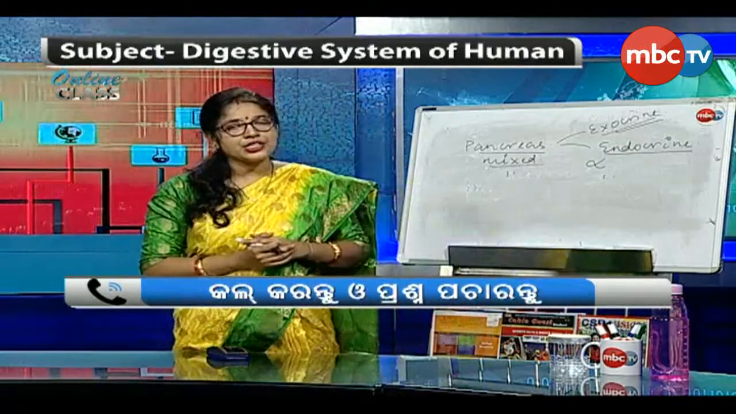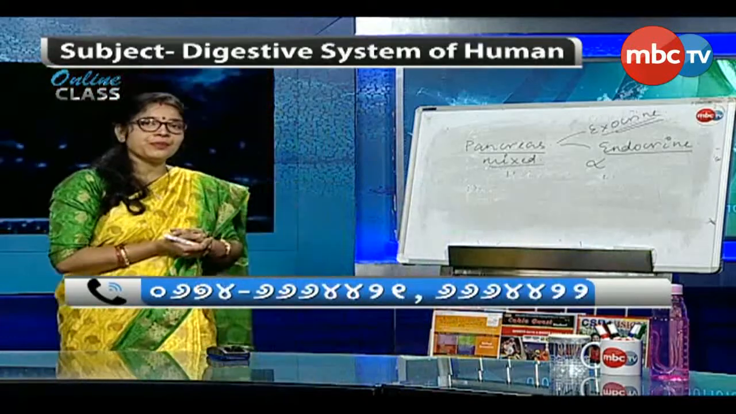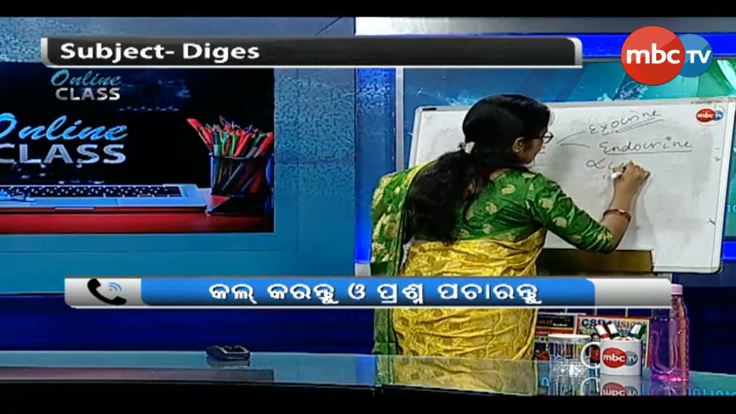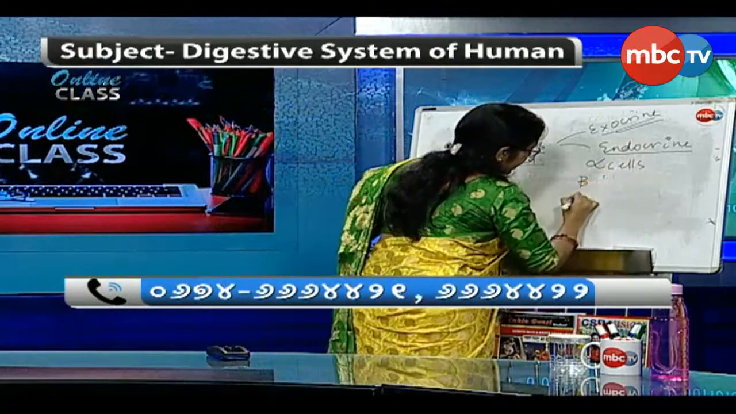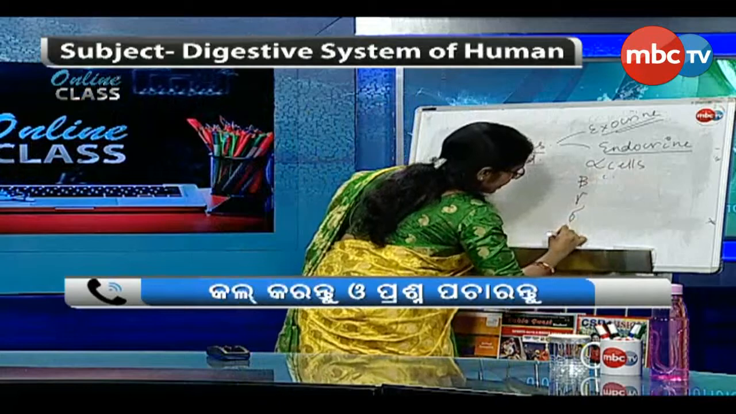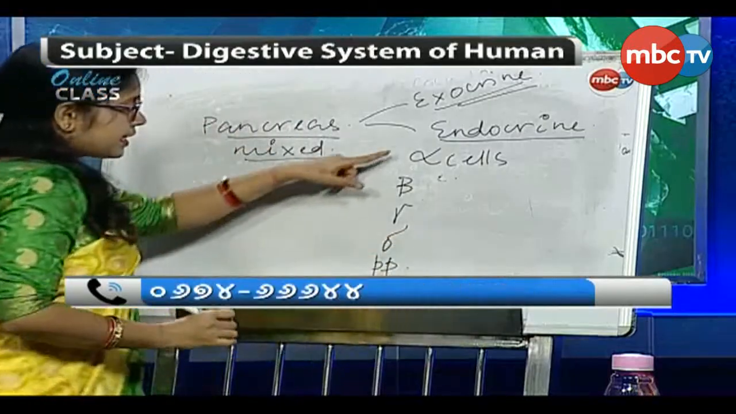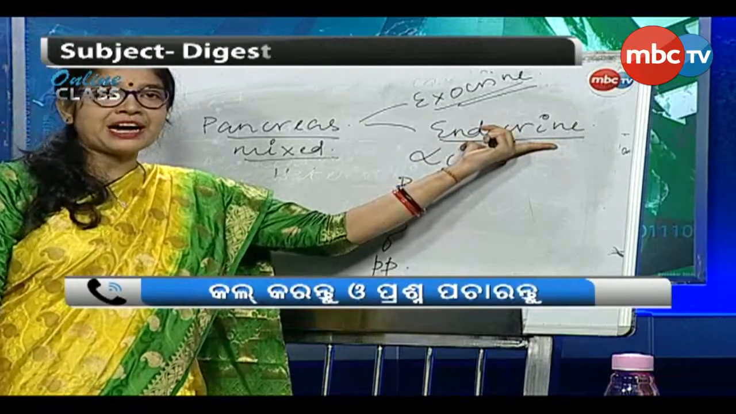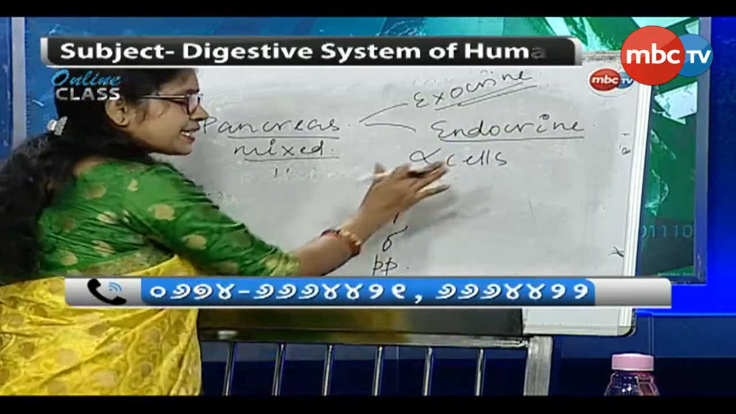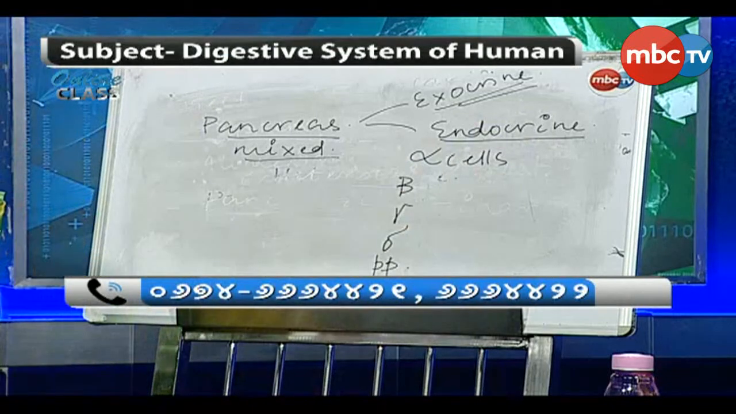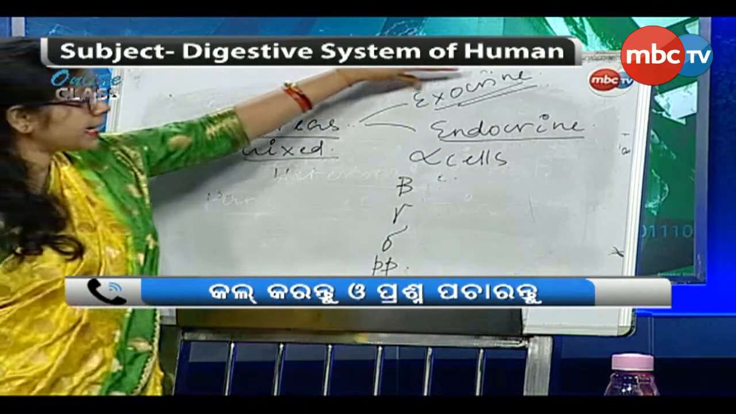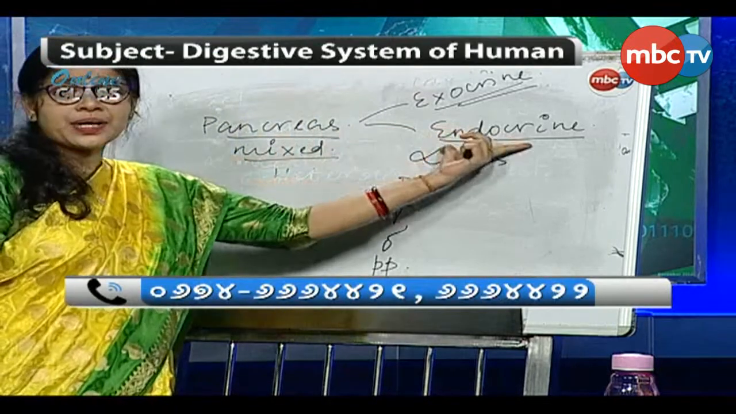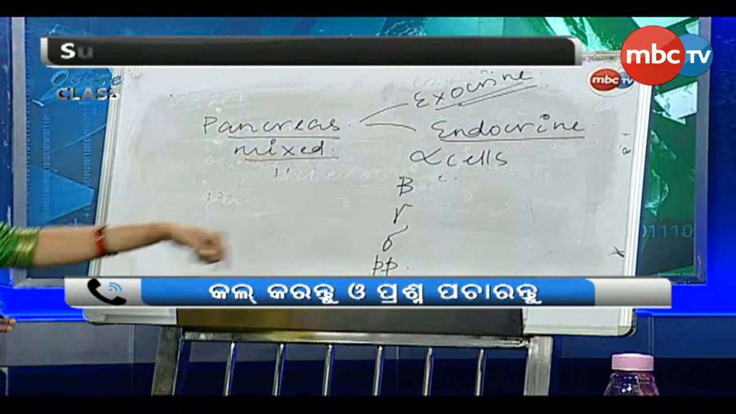The islets of Langerhans are formed by a number of cells. What are the different cells? First one is alpha cells, beta, gamma, delta and PP cells. These are the different cells which are forming the endocrine part of the pancreas. The exocrine part always secretes enzymes, whereas the endocrine part always secretes hormones.